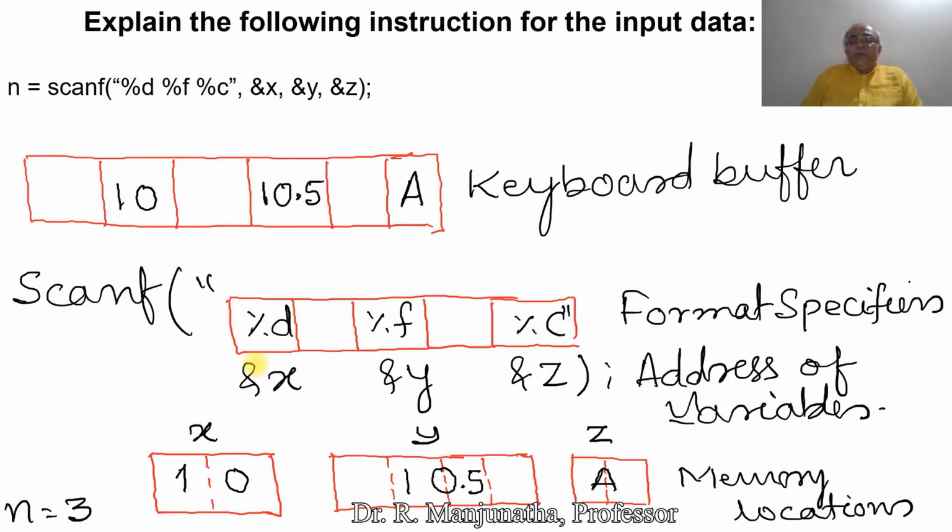Explain the following instruction for the input data 10, 10.5 and A. Suppose you are using scanf("%d %f %c", &x, &y, &z). Each will have its own bytes. So 10.5 will be taken from the keyboard buffer that is entered. The %d is for x, %f is for y, and %c is for z. These are the format specifiers, with the addresses of the variables. So n is equal to 3. Here 10 is assigned like this, 10.5 is assigned like this, and A is assigned to the memory location.